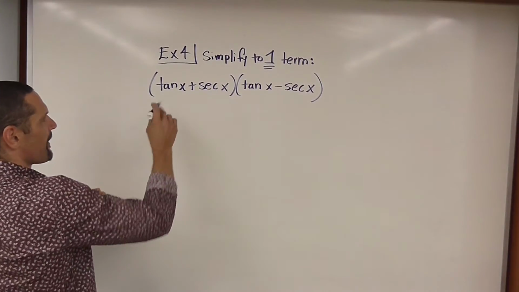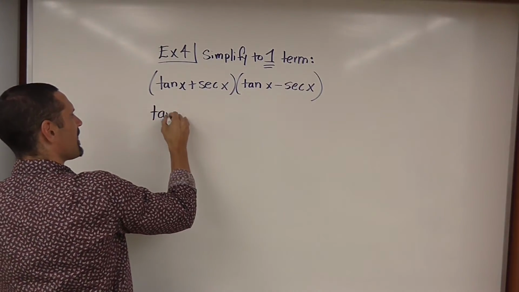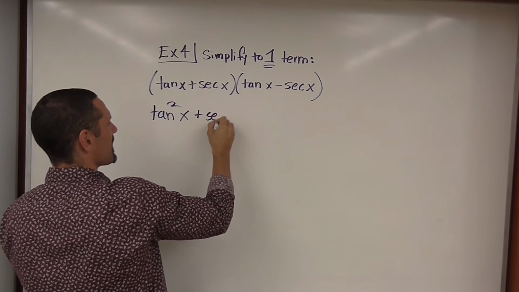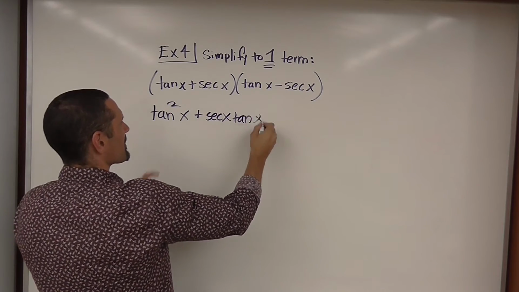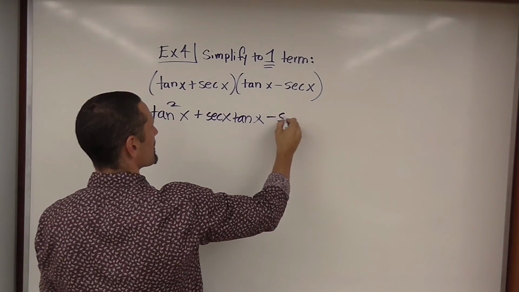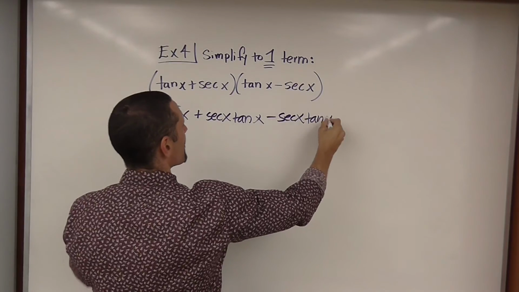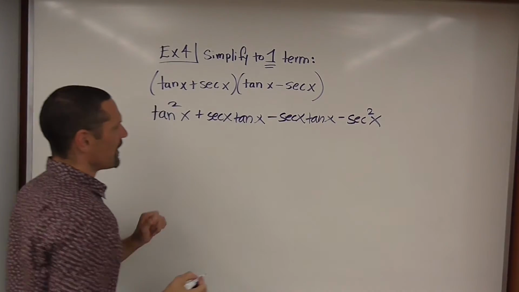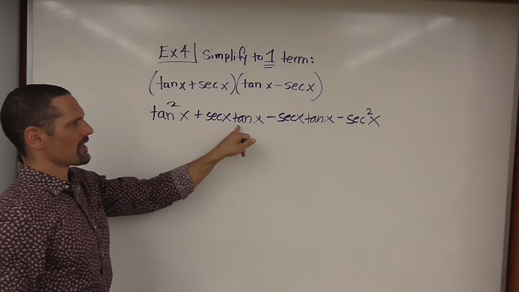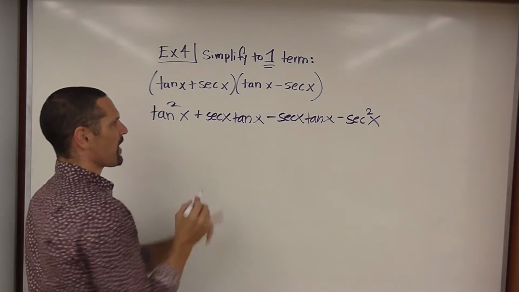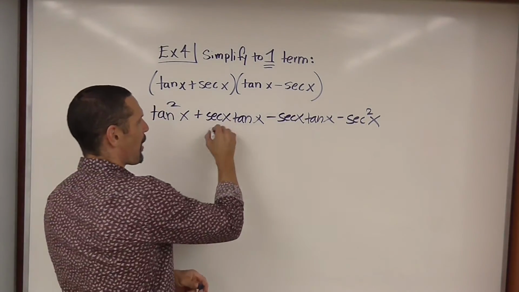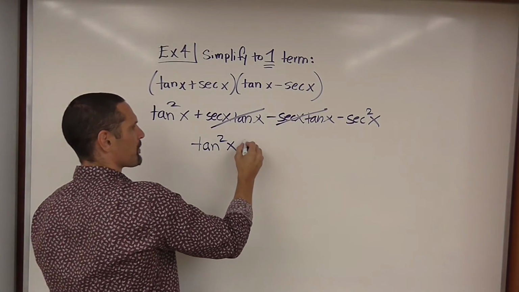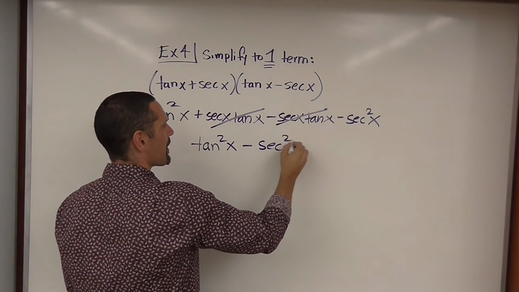Let's FOIL this. First times first is tangent squared x. Inner times inner is plus secant x tangent x. Outer times outer is minus secant x tangent x. And last times last is minus secant squared x. Notice secant x tangent x minus secant x tangent x. If they've been good little secant x and tangent x, they go off to number heaven. And we're left with tangent squared x minus secant squared x.